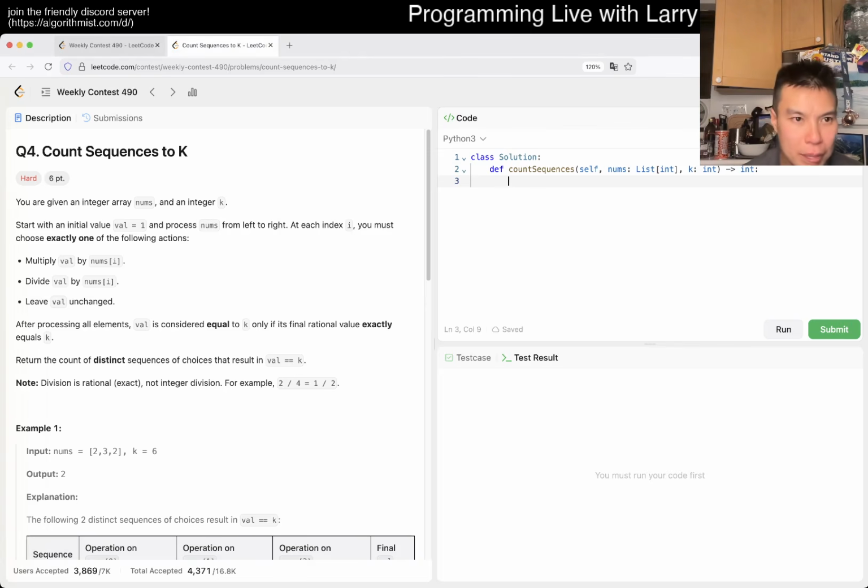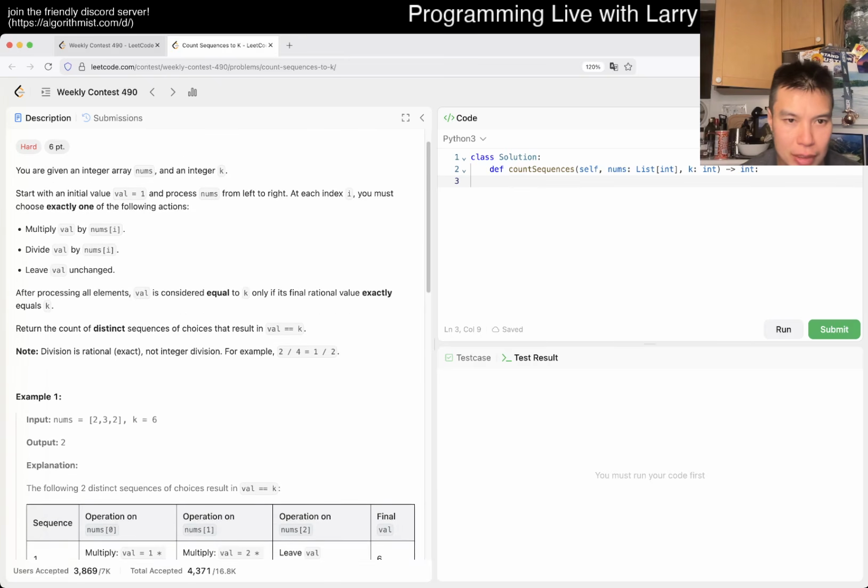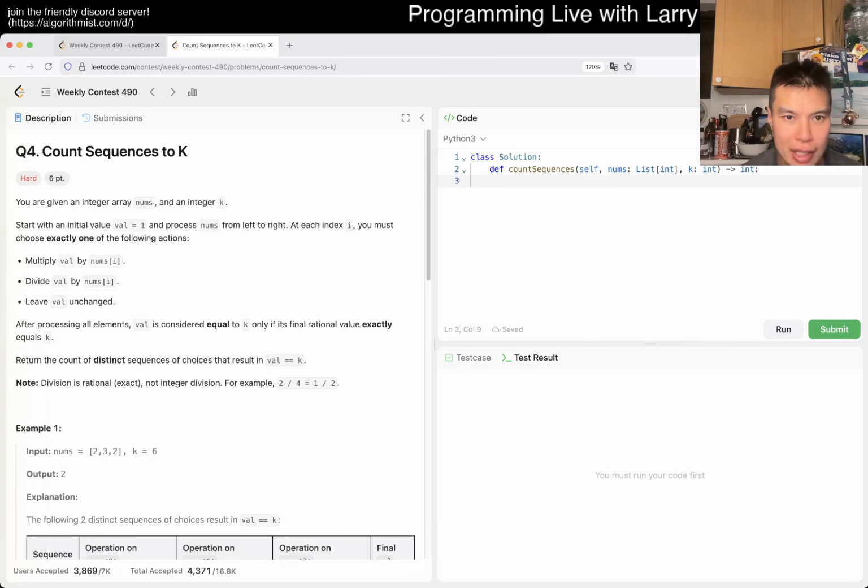Okay, Q4. Integer nums and k. Start with value equal to 1, process nums from left to right. At each index, you must choose one of the following actions. I'm having too much fun. Multiply value by it, divide it by nums, or leave it unchanged. Value is considered equal to k only if its final ratio is exact. Okay, so I guess there's no zeroing or whatever. Return the number of distinct sequences. Oh, I see.